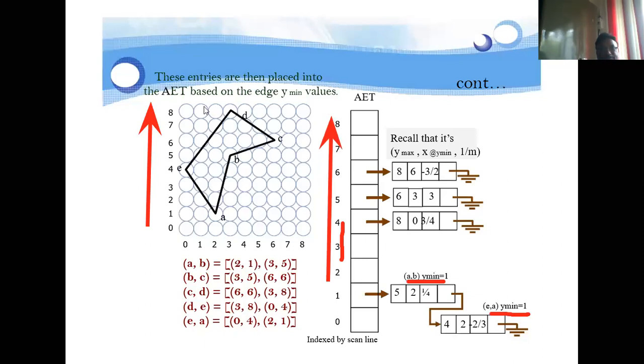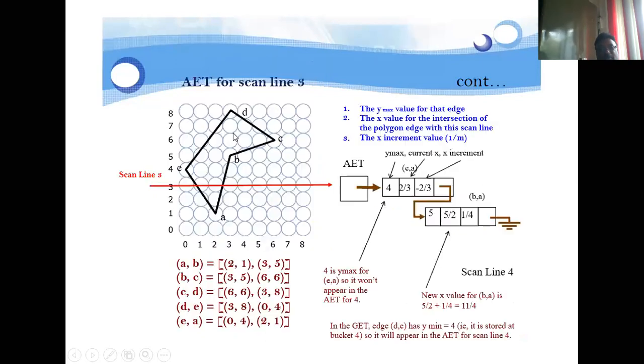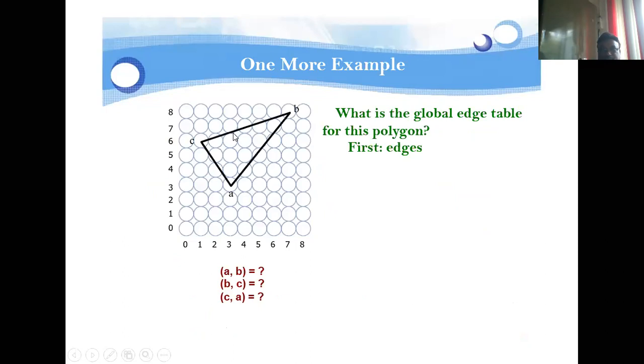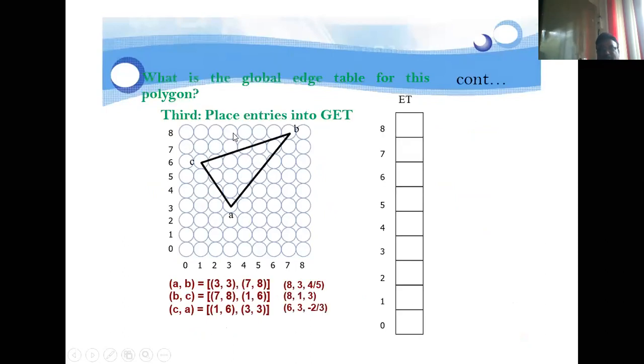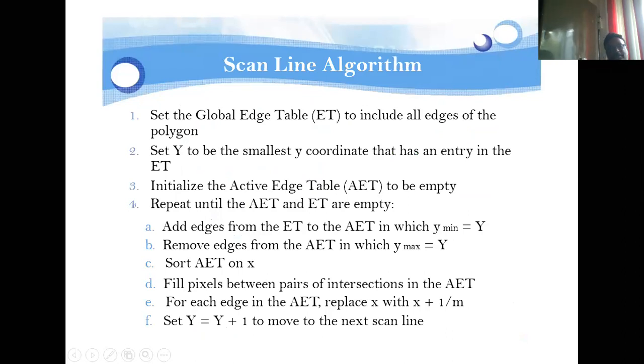Proceed for the next. So all the entries you have calculated, the intersection also you have to calculate. Okay, now come to our global edge table, so that I can proceed to the algorithm for how you can calculate it.